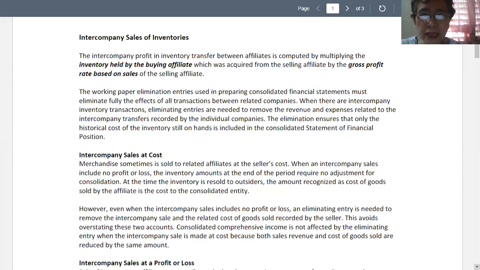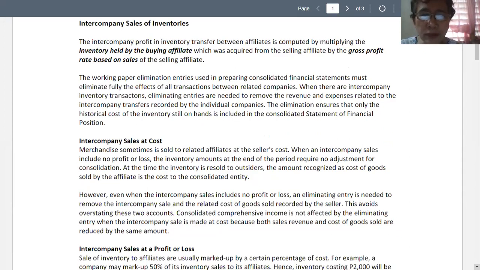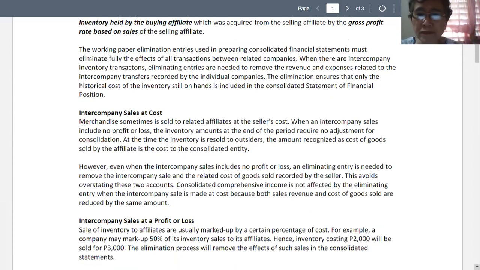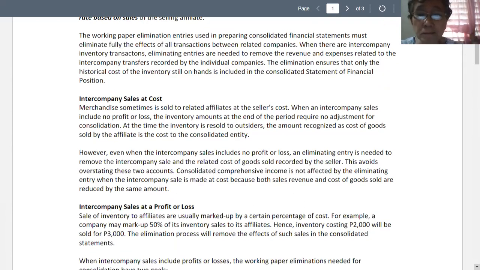Intercompany sales at profit or loss. Sales of inventory to affiliates are usually marked up by a certain percentage of cost. For example, a company may mark up 50% of its inventory sales to its affiliates. Hence, the inventory costing 2,000 will be sold for 3,000. The elimination process will remove the effects of such sales in the consolidated statements.